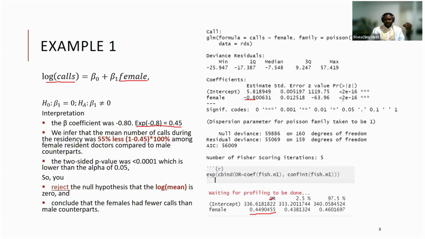And we can interpret the p-values in the same way. The p-value is very small, less than 0.00000, up to 15 zeros or something, 1, right? And so because of that, we reject the null hypothesis that the log of the mean is 0 and conclude that the females had fewer calls than male counterparts. Does anybody have questions? Or do you want me to take this again one more time?